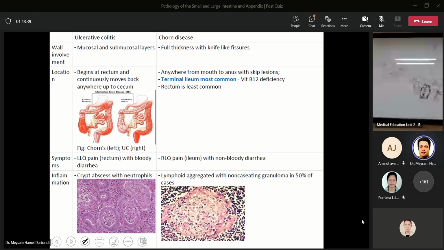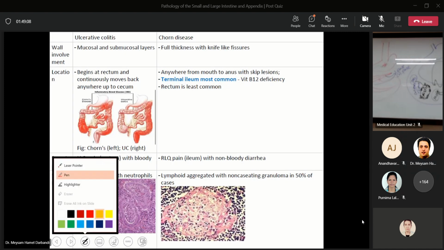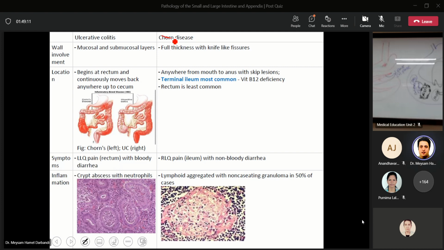But in Crohn's disease, Ahmad, what's the problem? Terminal ileum is the most common site, so expect that to be asked in the exam. Vitamin B12 deficiency also results in Crohn's disease. Why? The spelling of Crohn's is wrong. Why will there be vitamin B12 deficiency?